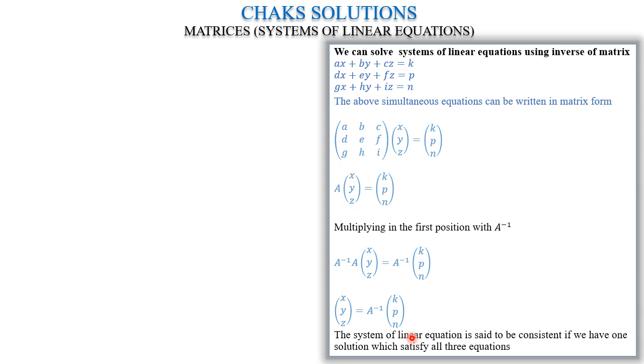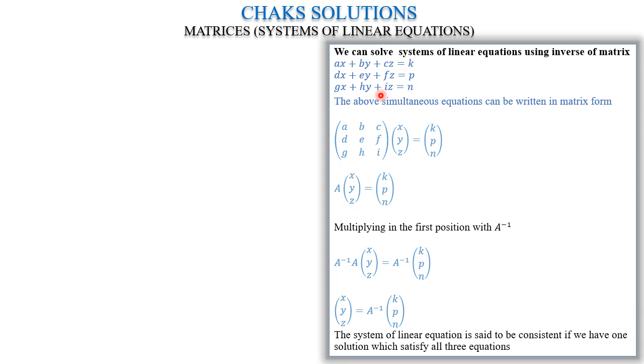Alright, so a system of linear equations is said to be consistent if we have one solution which satisfies all three equations. If we solve these equations and produce a solution that satisfies the first, second, and third equations, it means the equations are consistent. We are just saying they are meeting at that specific point.